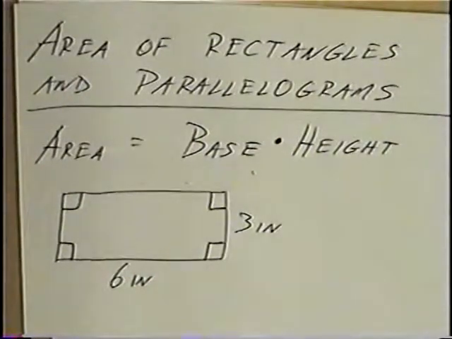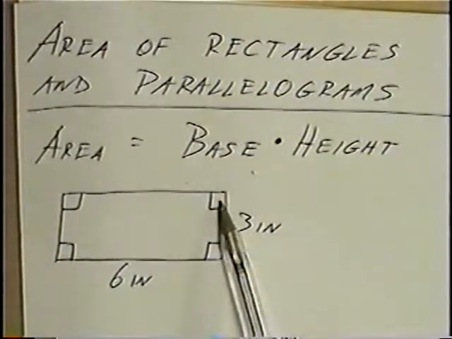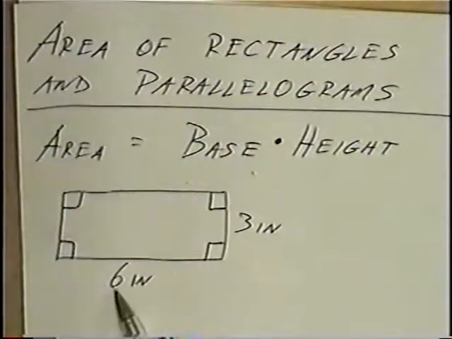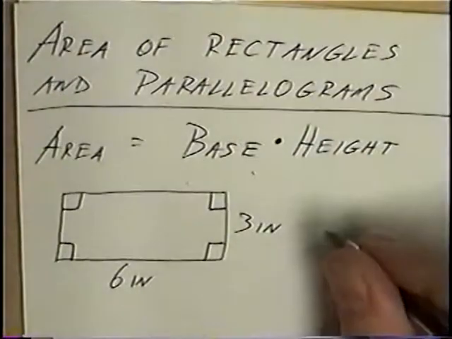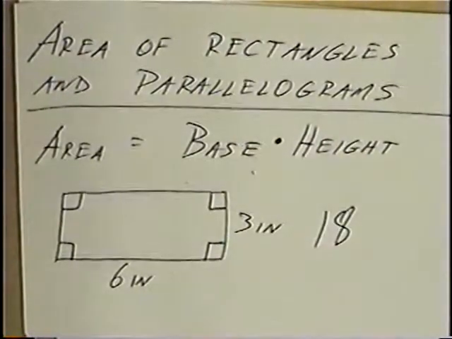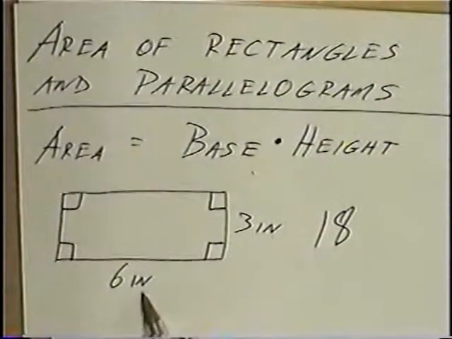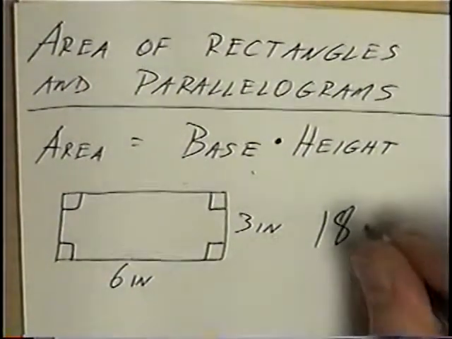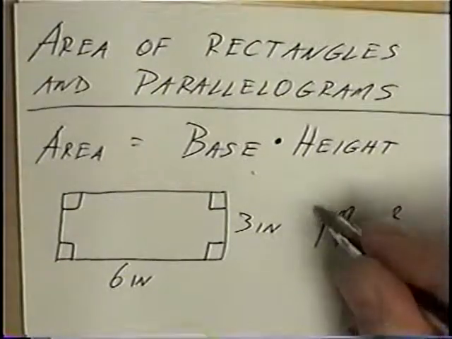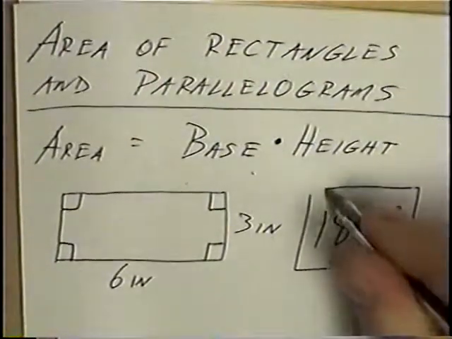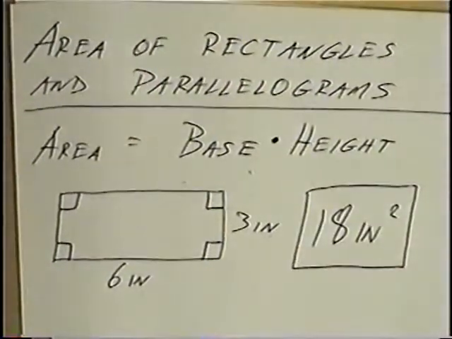Using the formula base times height, base is how long the shape would be, which would be 6 inches. The height is how tall the shape is, which is 3 inches. Multiplying 6 times 3 would be 18. For the units of measurement, we have inches times inches, which would be inches squared. So the area of the rectangle would be 18 inches squared.